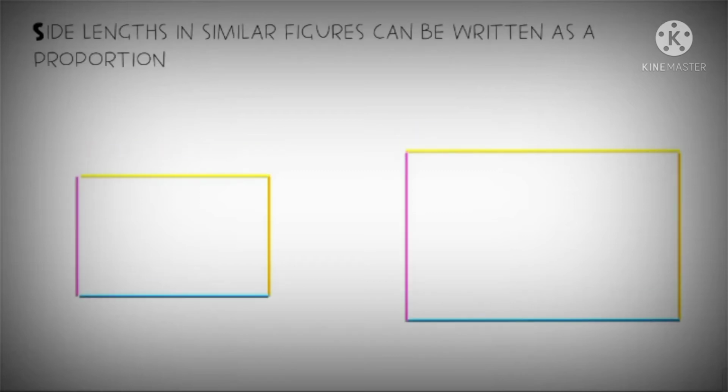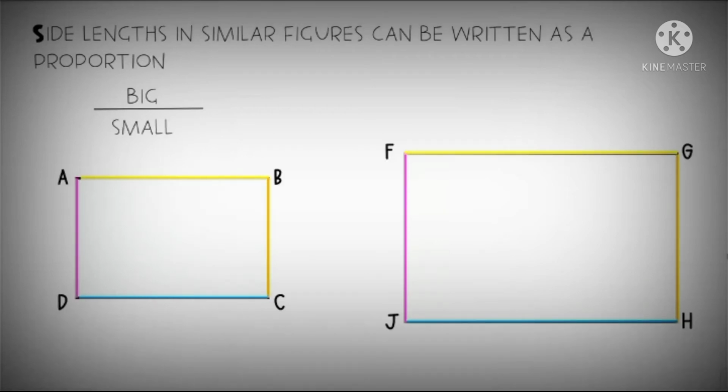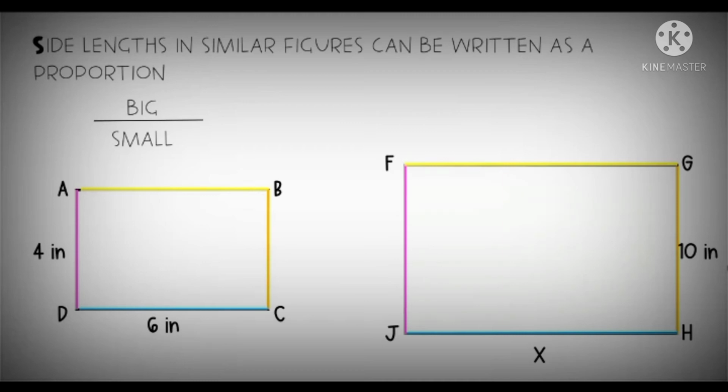For these side lengths in similar figures, it can be written as a proportion. We will write that proportion as big over small. So we have the same rectangles we just had, but they give us some numbers and we will solve for this missing x by writing a proportion of big over small. Now, we have 10 over 4, because it matches the side on the other rectangle, which is equal to x over 6.